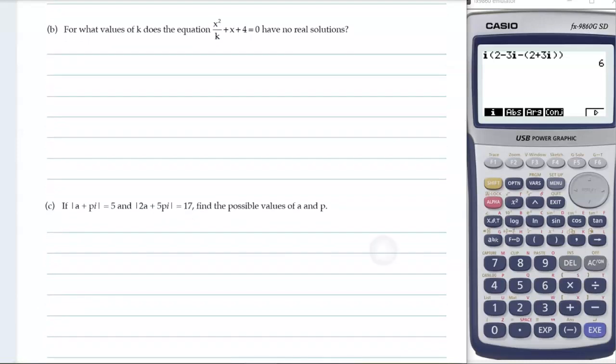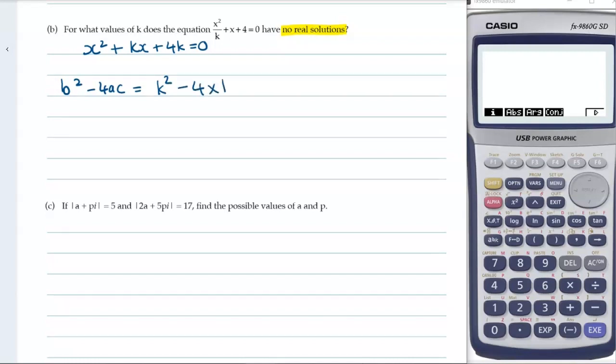For part B, we want there to be no real solutions to this equation, which means we'll be considering what happens to the discriminant of this equation. But before we do that, let's multiply through by k so that we're not needing to worry about fractions. So everything multiplied through by k looks like this. Then the discriminant, b squared minus 4ac, where b is k, because it's this bit to do with the x. So that's k squared minus 4 times a, which is 1, times c, which is 4k. We need that to be less than 0. So this is k squared minus 16k is less than 0.